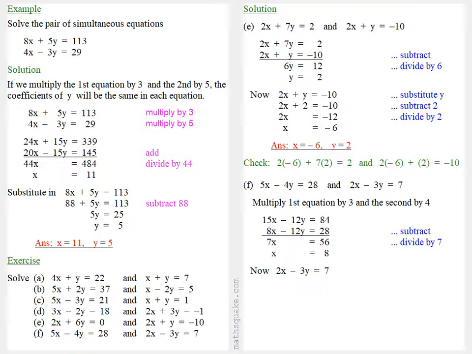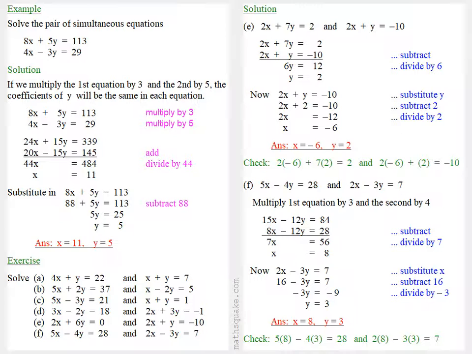Now, if we substitute that in one of the equations, say 2x minus 3y equals 7, we'll have 16 minus 3y equals 7. If we subtract 16, that gives us minus 3y equals minus 9. And if we divide by minus 3, that gives us y equals 3. So x equals 8 and y equals 3. And we can check to see that this is the correct solution.